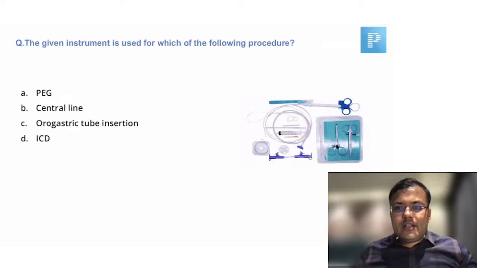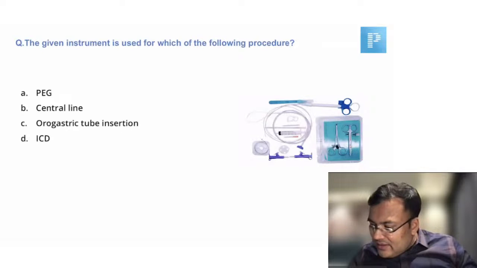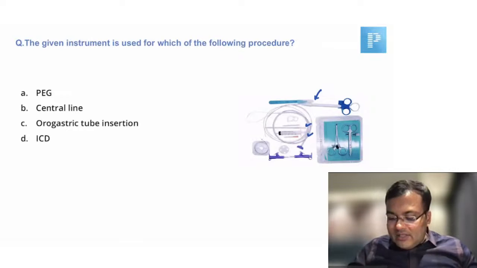Next, can you see this is a new question, image-based question. So guys, let's rule out. It's not the central line. Can you see here? These are the needles. There is a syringe. Clear? These are the instruments. There are 2 scissors given. So this is not the central line.